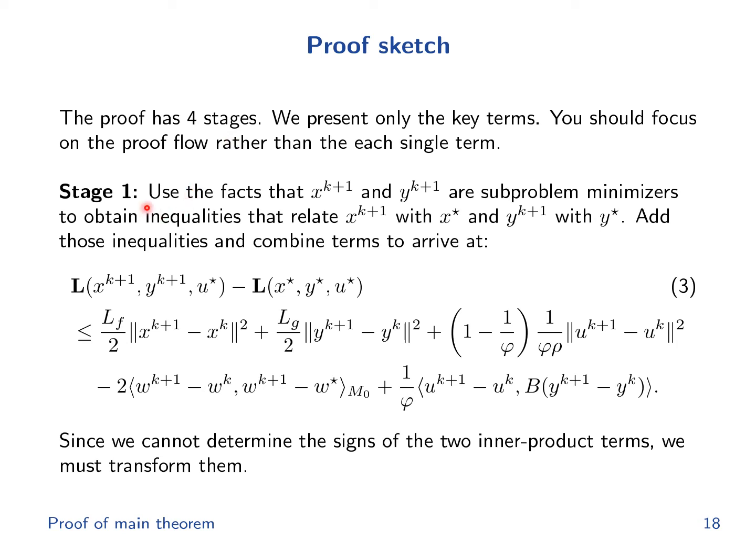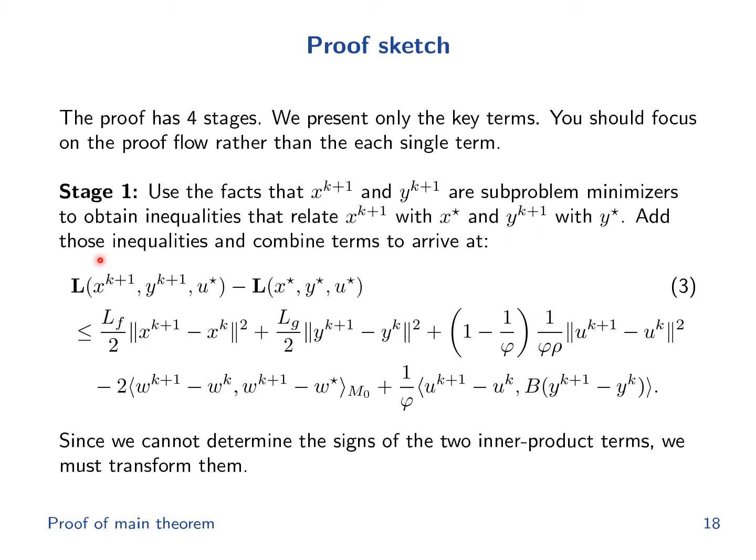The proof begins with the fact that xk plus 1 and yk plus 1 are subproblem minimizers. Using the optimality conditions of subproblem minimizers, we can write out 2 inequalities, one that relates xk plus 1 to x star, and the other relates yk plus 1 to y star. The one that relates xk plus 1 to x star will involve functions f1 and f2, matrix A and matrix P, similar for the other one.